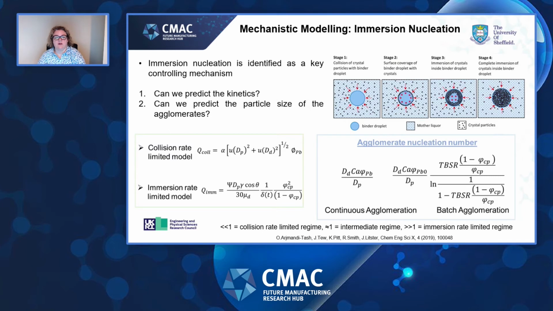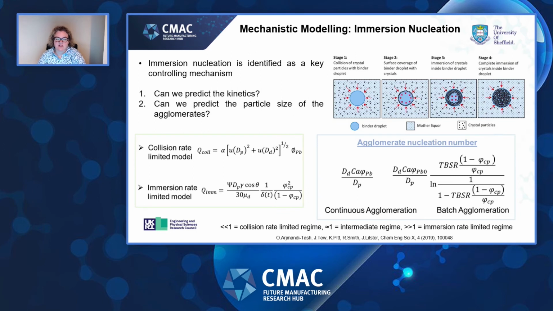Once we know the amount of liquid that we need, we then start to think about the kinetics of the process and the final size of the agglomerates. So we've done some mechanistic modeling on immersion nucleation. Immersion nucleation is identified as a key controlling mechanism, and there's been a lot of work done, and this has been published now, to predict the kinetics.